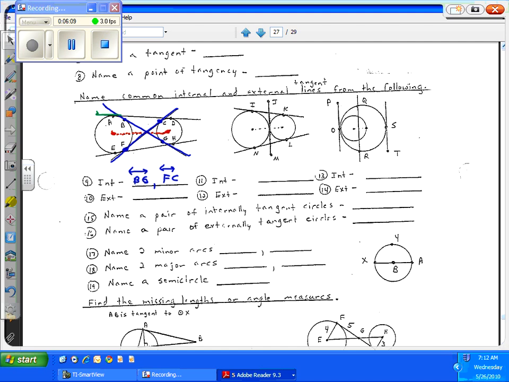Line AD is tangent to two coplanar circles. It does not pass through the segment that joins the centers, so it is called a common external tangent line. Line EH is a line that is tangent to two coplanar circles. It does not pass through the segment of centers, therefore it is a common external tangent line.